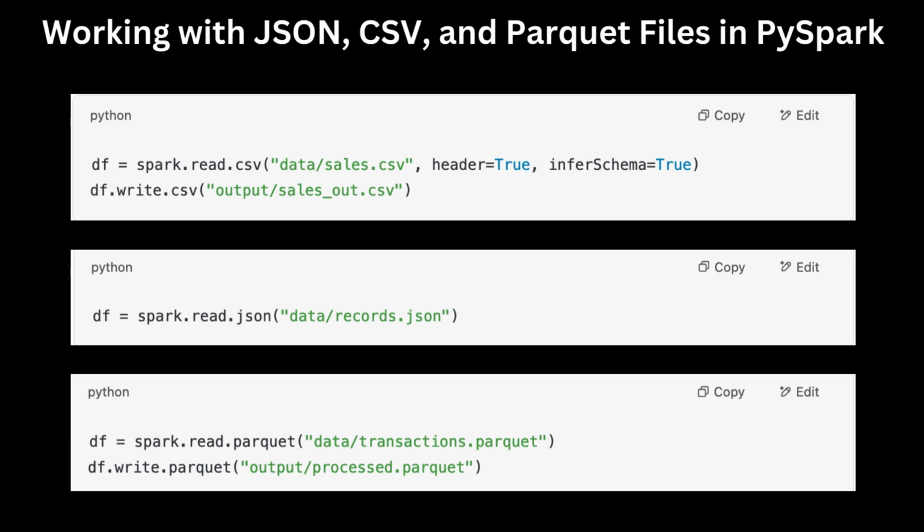PySpark can automatically infer schema from JSON files, but when it comes to performance, nothing beats Parquet, a columnar format optimized for read-heavy operations. Parquet files are compressed, splittable, and support schema evolution, making them ideal for big data. With PySpark, handling these formats becomes smooth and efficient, making your pipelines faster and more scalable.